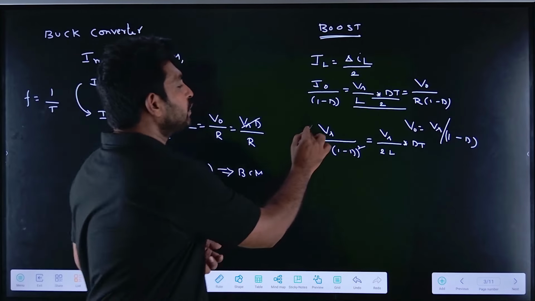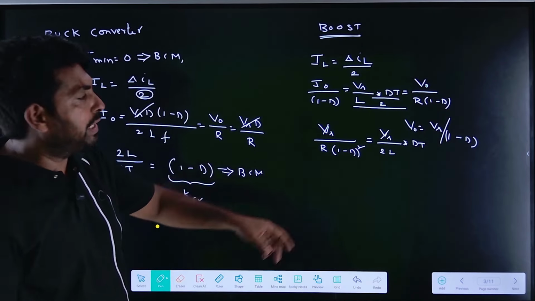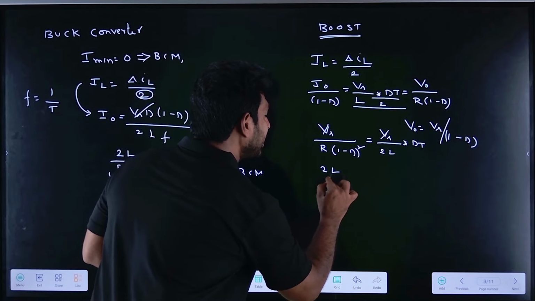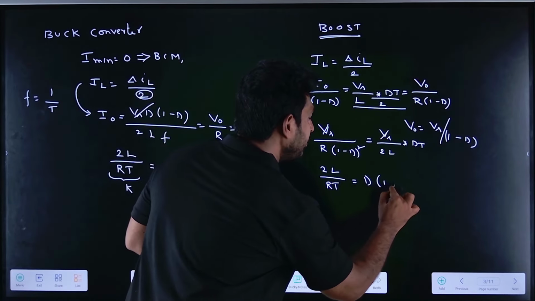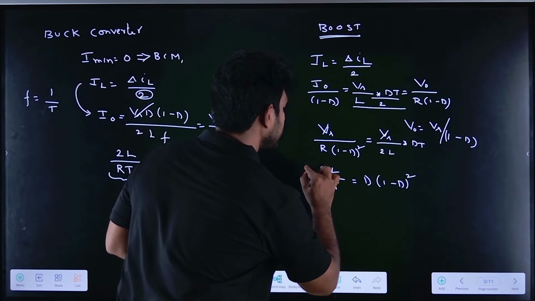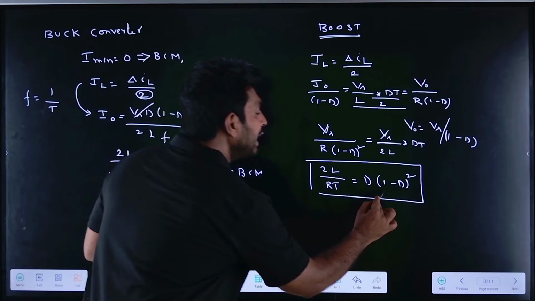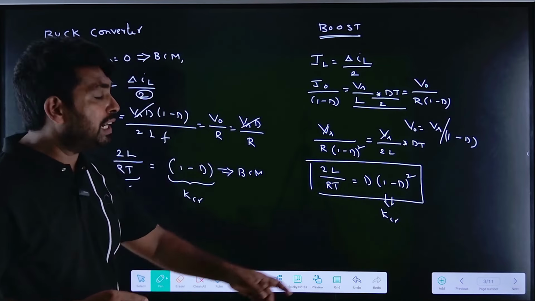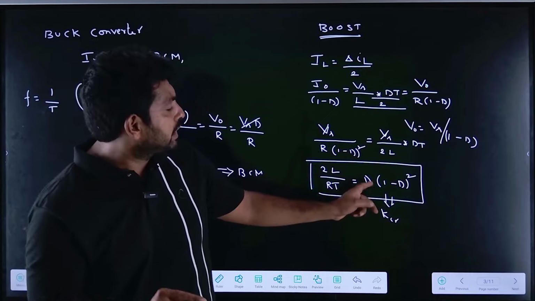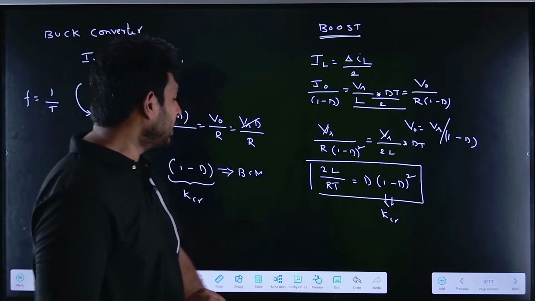So Vs and Vs will get cancelled out. I will take the K as constant here, the same term I will take here, which is equal to 2L by RT equal to D into (1 minus D) square. So what is the K critical here? The K critical will be D into (1 minus D) square. Let us assume K critical is a constant, and it depends on the type of the converter.